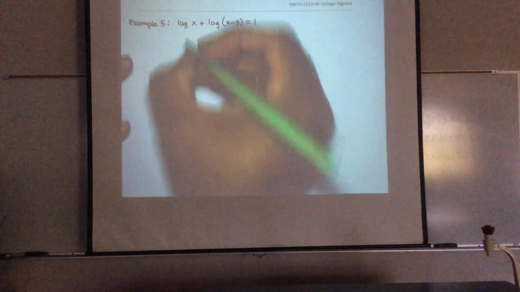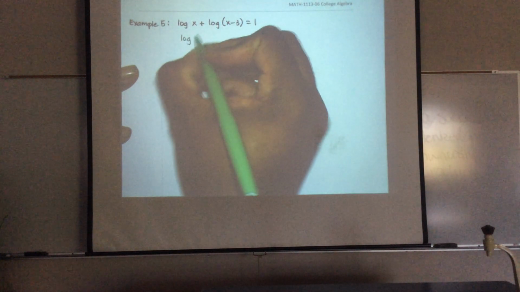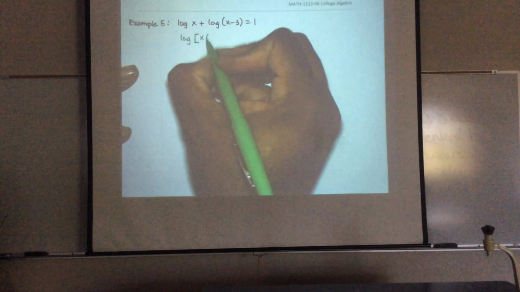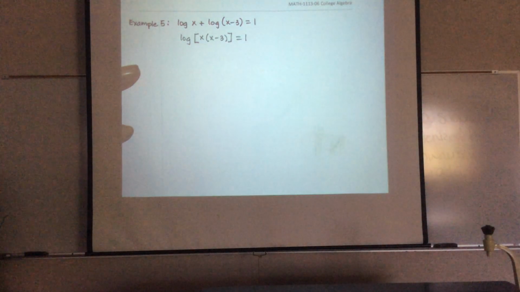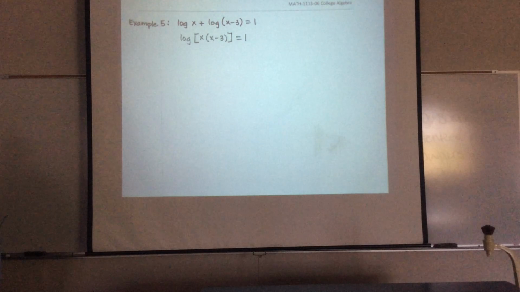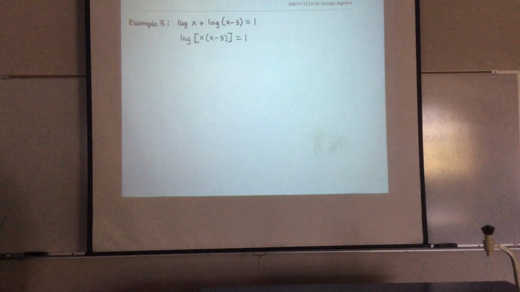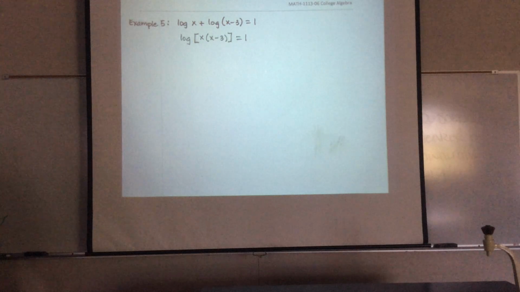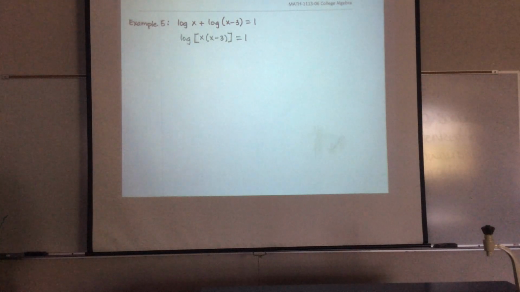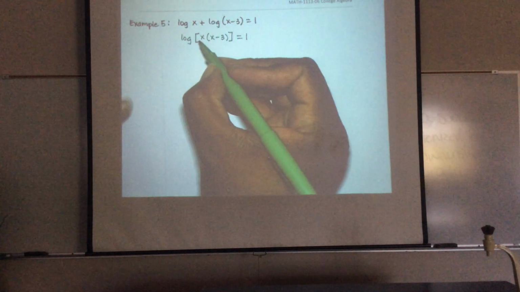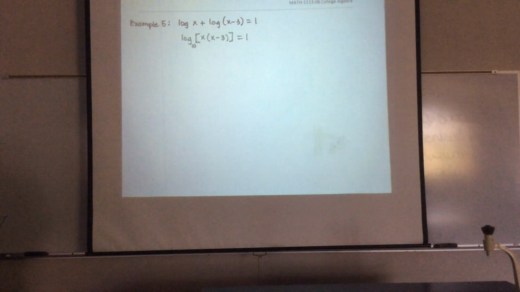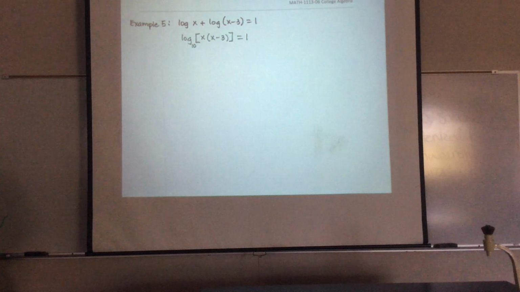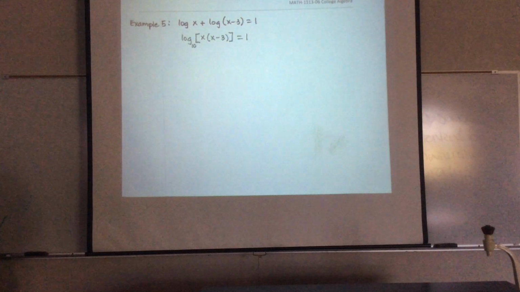And write that as the log of x times x minus 3, and that will be equal to 1. So now we have a single logarithm. And in this case, we can convert that logarithmic equation into its equivalent exponential form. Now here we don't have a subscript for the log. However, it is understood to be base 10. That's one of our common logarithms. Anytime you don't see a base for your logarithm, it's understood to be base 10.